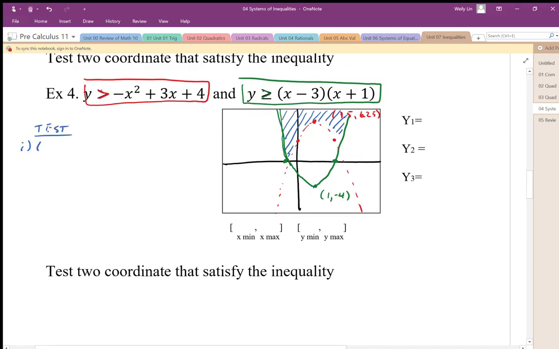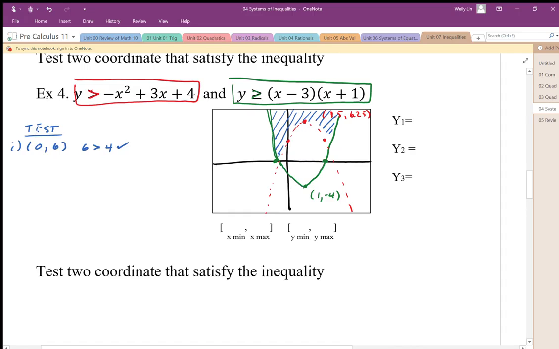So my first coordinate I'm going to test along the y-axis. So it looks like if I choose 1 and maybe 0 and 6, that looks like a solution in the solution region. So I plug that in. 6 is greater than 0 plus 4, so 6 is greater than 4. That works. I test it in the second equation. Y equals 6. 6 is greater than or equal to, when I plug the zeros in, I get negative 3 times 1. And yet 6 is definitely bigger than negative 3. So that works.